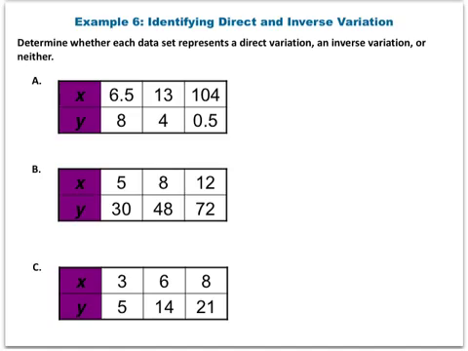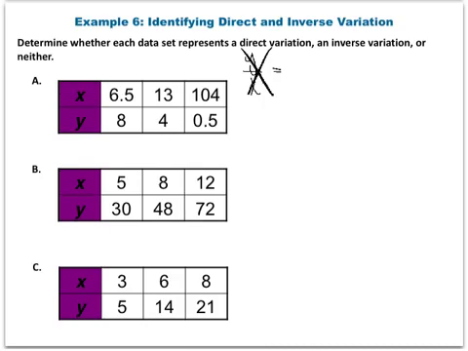Determine whether each data set represents a direct variation, an inverse variation, or neither. All we're going to do here is multiply them and divide them and see which one is constant. So first, for this first one, let's try y over x. I'm going to take 0.5 divided by 104, and I get 0.0048. 4 divided by 13, I get 0.308. Okay, doesn't work. I'm going to erase those.